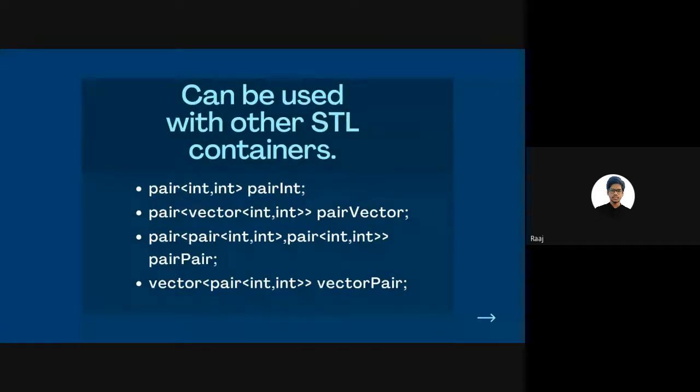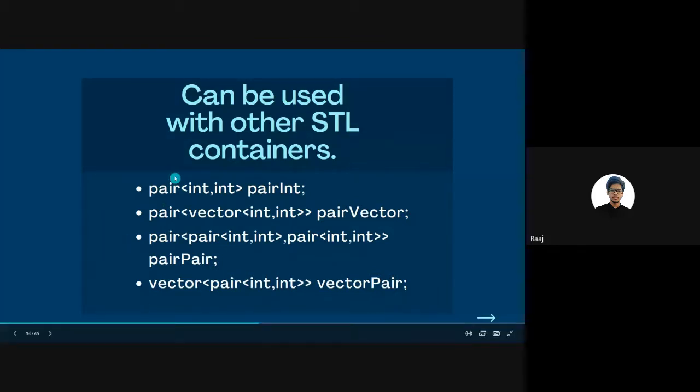So I gave you some reasons why we should be using a separate container for pairs, but there's also something else. We can do a lot of things with pairs, and pairs are really efficient. Now, let's take into consideration why it would be used. First of all, we have this: pairs can be used with other STL containers.